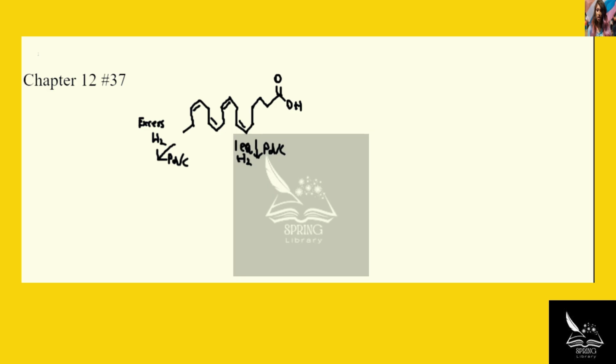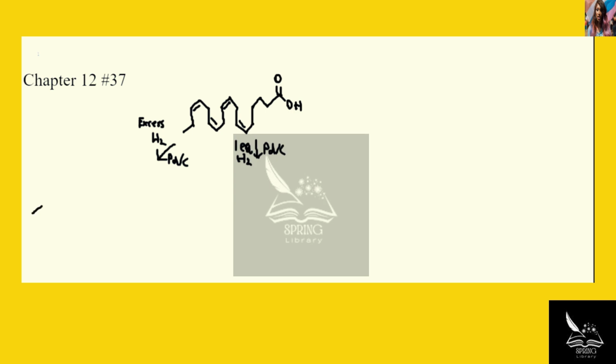This is the answer to Chapter 12, problem number 37 from the Smith Organic Chemistry textbook. This problem asks us to consider stearidonic acid and to consider some hydrogenation reactions involving stearidonic acid. So first, for part A, we're asked what would happen if we were to treat stearidonic acid with an excess of hydrogen gas and a palladium catalyst supported on carbon?